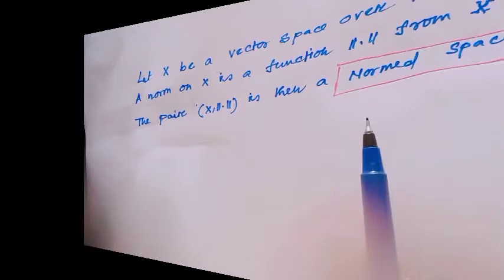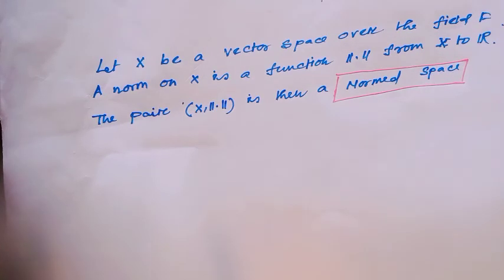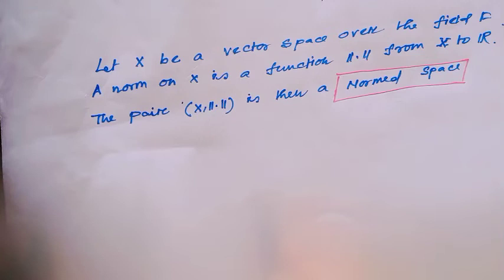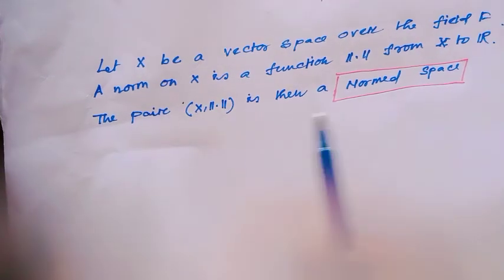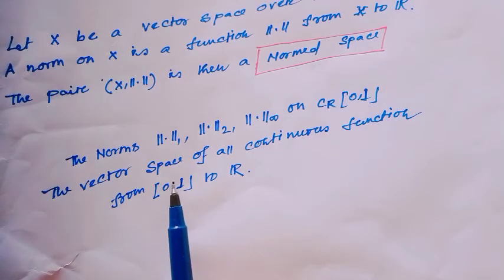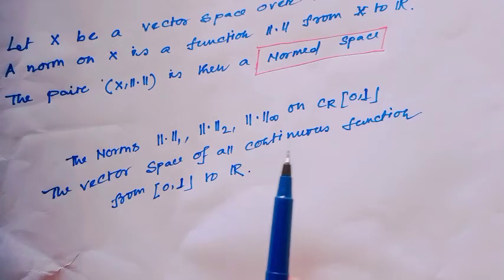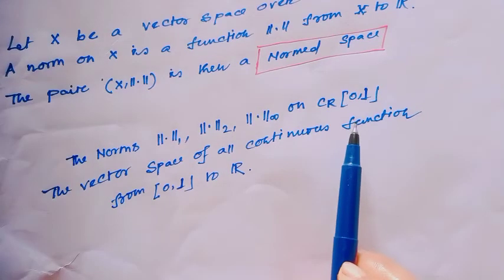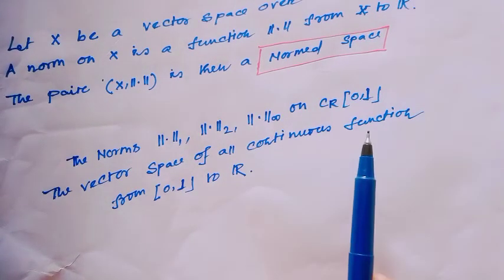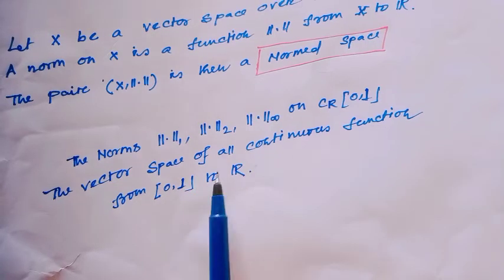Let X be a vector space over the field F. A norm on X is a function from X to R, as we all know, which satisfies some conditions. Then the pair X with the norm is called a normed space. As for example, the norms, one norm, two norm and infinity norm, on the set C[0,1] of continuous functions on the closed interval 0 1, here the field is the real numbers. That means the vector space of all continuous functions from [0,1] to R.